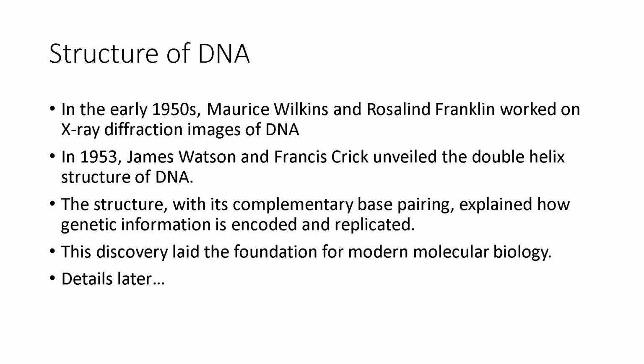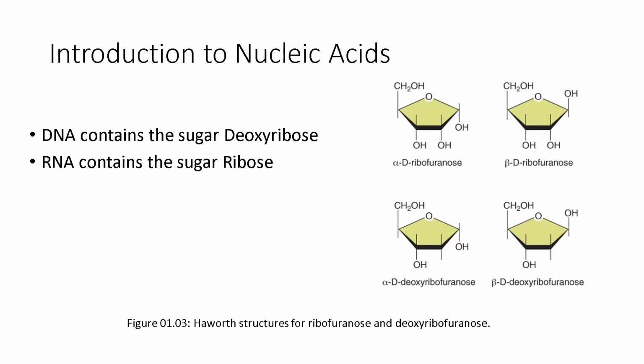The model explained how genetic information could be stored and replicated. This discovery became the cornerstone of modern molecular biology. DNA and RNA are types of nucleic acids made from repeating units called nucleotides. DNA contains the sugar deoxyribose, while RNA contains ribose.